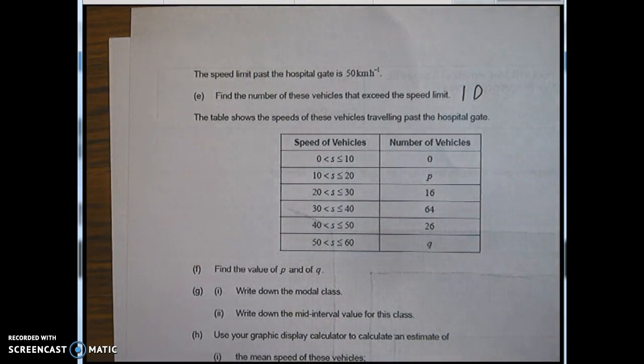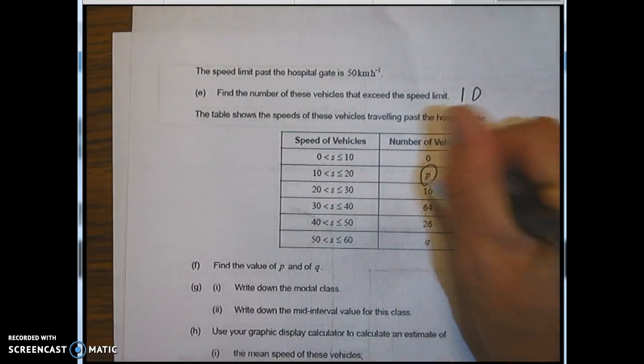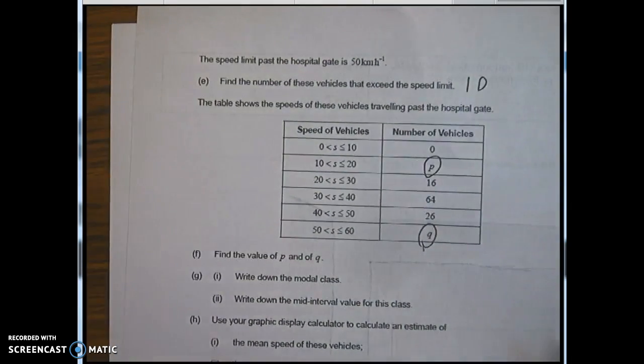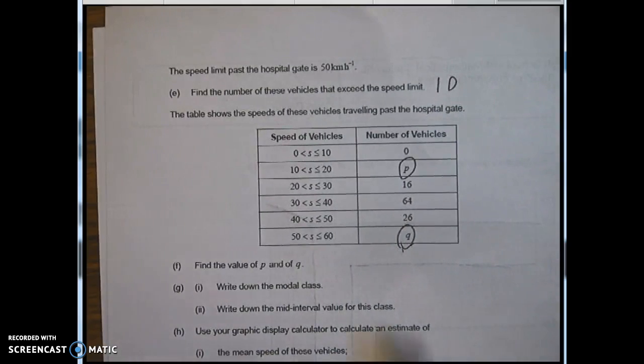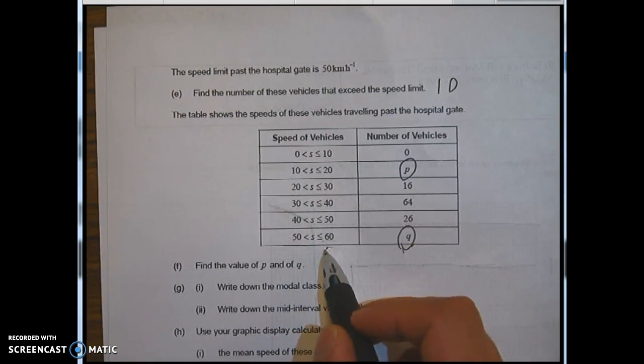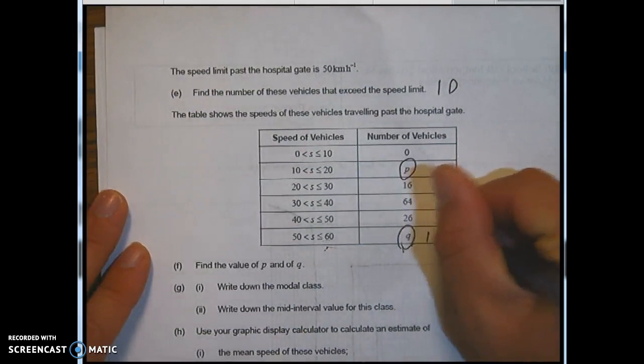And now we've got a frequency table that we need to answer some questions about. It says, the table shows the speeds of these vehicles traveling past the hospital gate. Find the values of P and Q. So we need to find this one right here and that one right there. Well, we already found Q in the previous problem, part E. The number of vehicles going from 50 to 60 kilometers per hour, that was just 10.